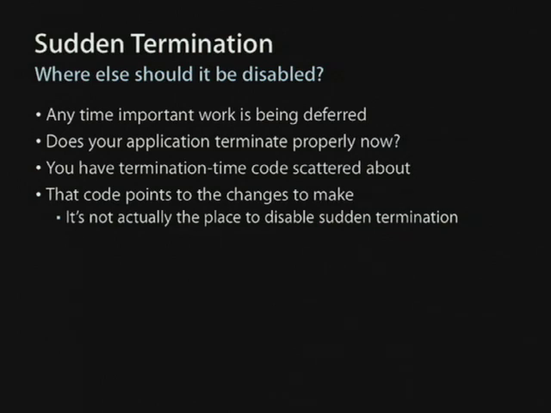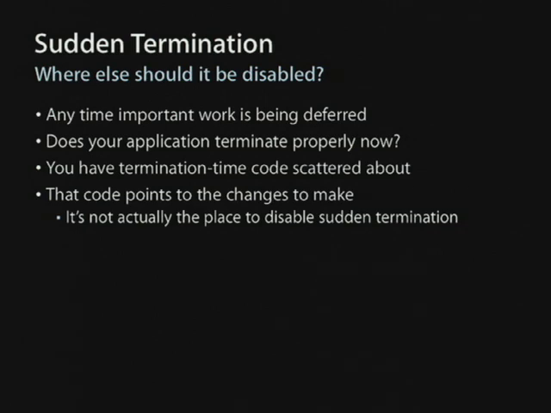And as you're upgrading to this, the trick is to, well, first write an application that does not have big bugs where it throws away data when it's quit. Once you've done that, you'll find that you've scattered some code about your application that makes sure that things get done when the application terminates. So does your application terminate properly now? Yes? Okay, then we have a few easy places to look for termination time code, and that code points to the changes to make.